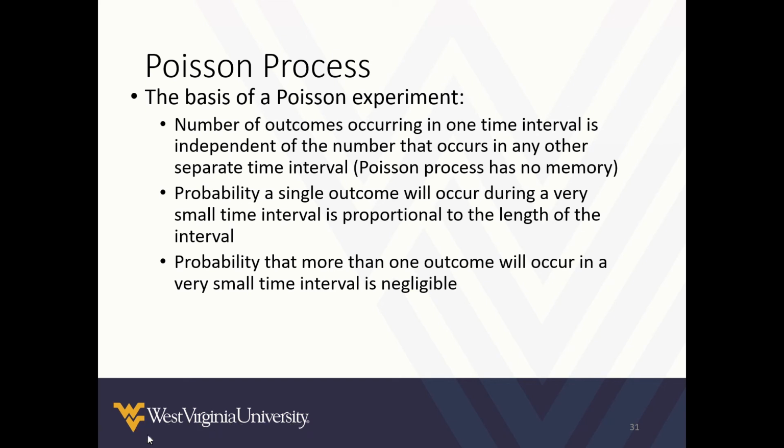So there are a couple of bases of our Poisson experiment. First, the number of outcomes occurring in one time interval is independent of the number that occurs in any other separate time interval. In other words, the Poisson process has no memory of previous events. It only pays attention to the current event of interest. Next, the probability that a single outcome will occur during a very small time interval is proportional to the length of the interval, and the probability that more than one outcome will occur in a very small time interval is negligible.